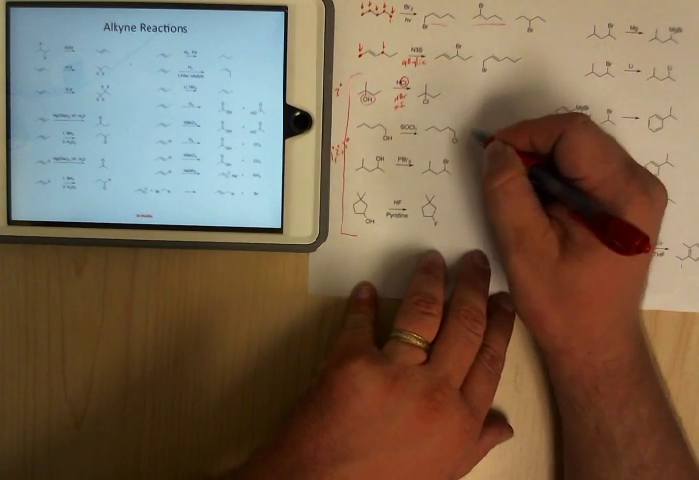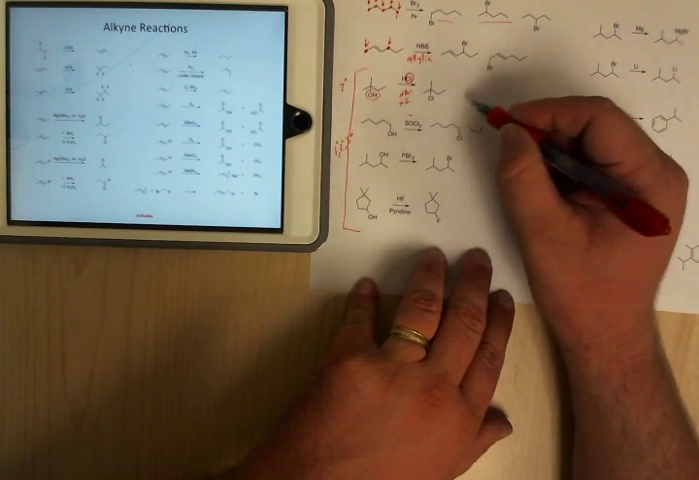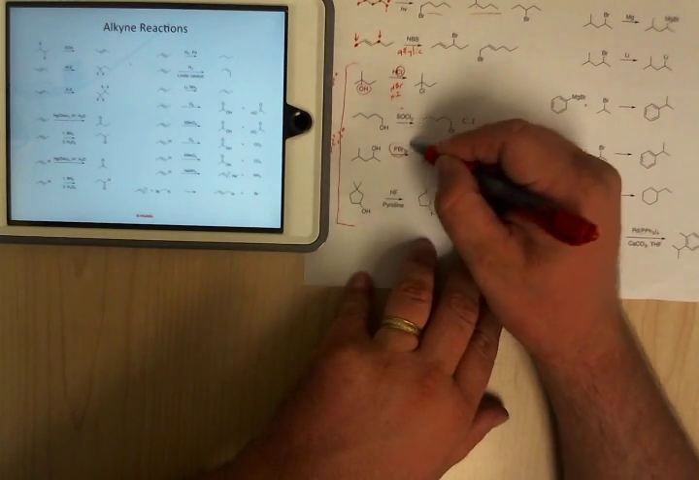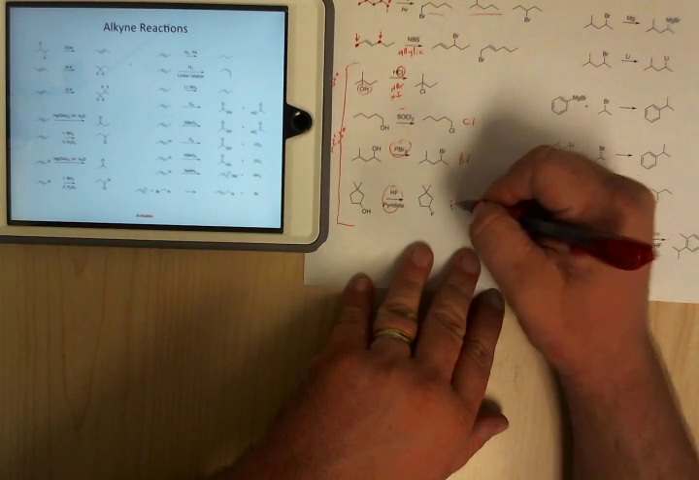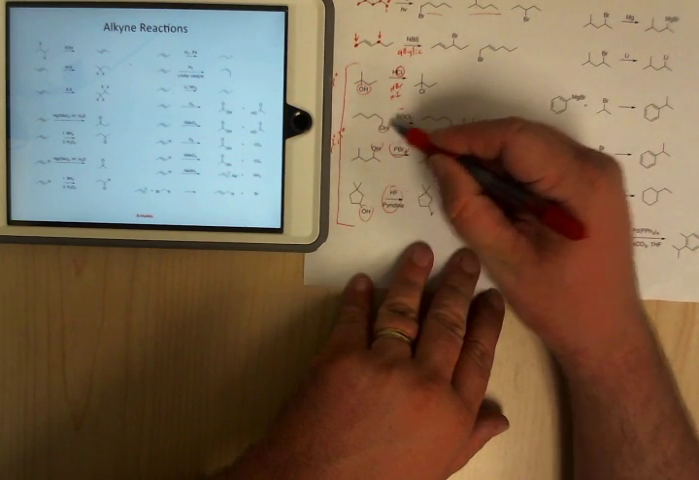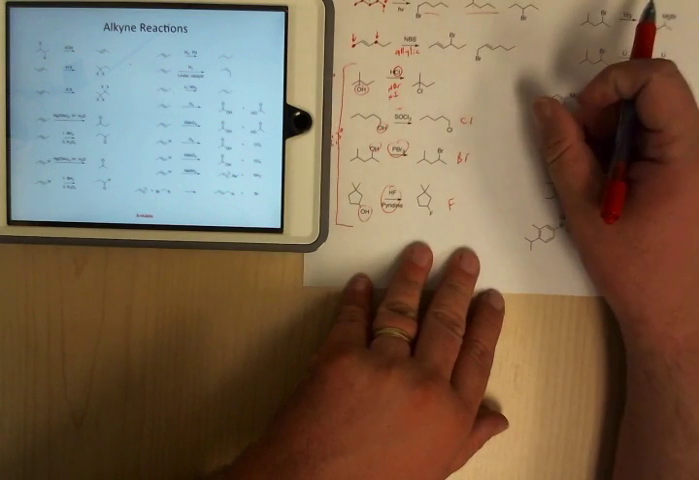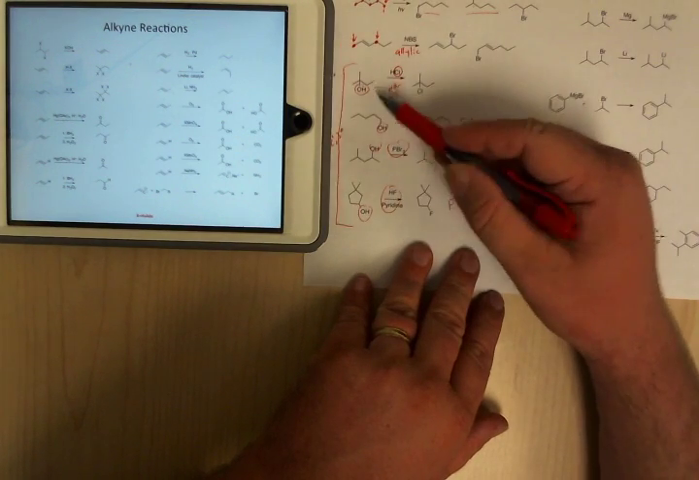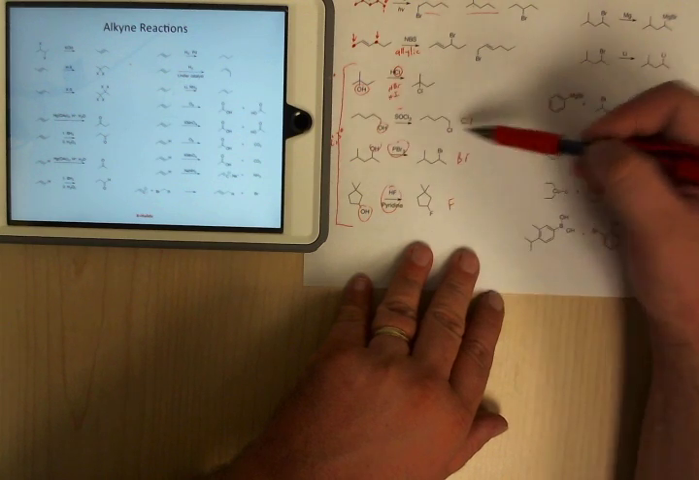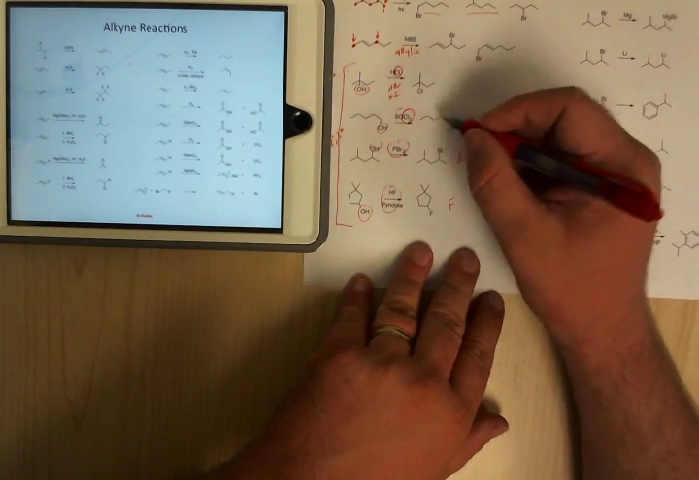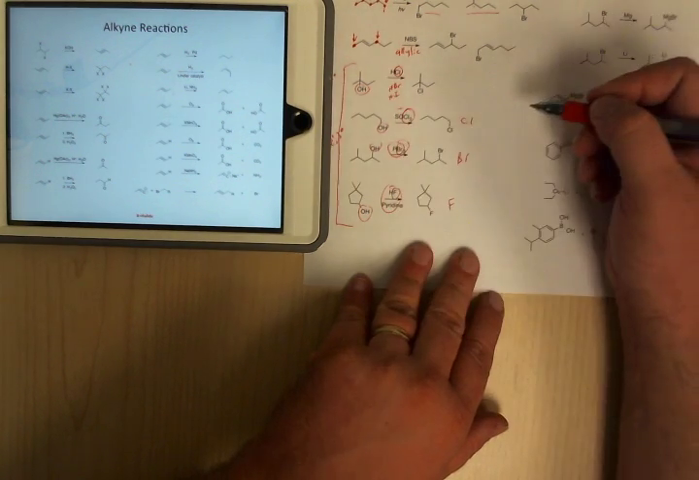So this goes to Cl, so Cl2, thionyl chloride. This one puts on bromines. This one puts on fluorines. Wherever those were, they get transformed into their respective halides, that or that.